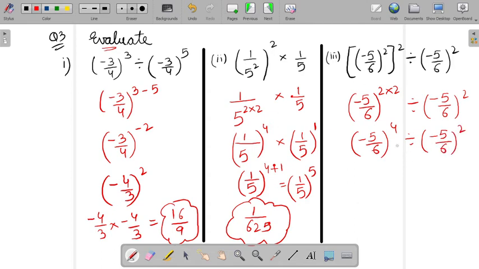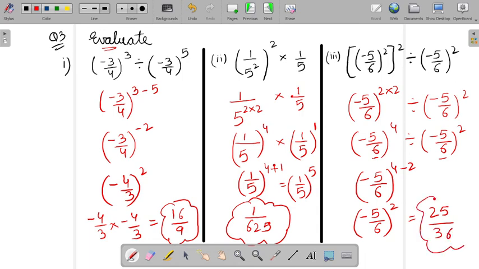What should be the next step? Just think over. Yes, the bases are same. It is in division form. So what will you do? You will subtract the power: first power minus second power. So 4 minus 2 is 2. Now multiply minus 5 by 6 2 times. So minus minus will become plus. So 25 by 36 is the answer.